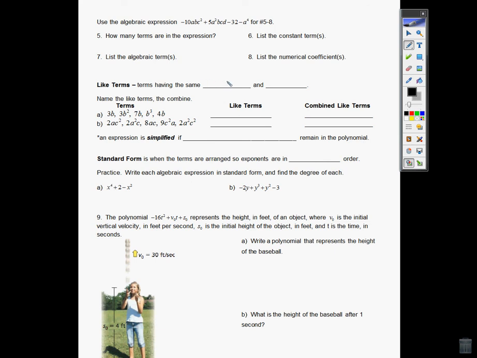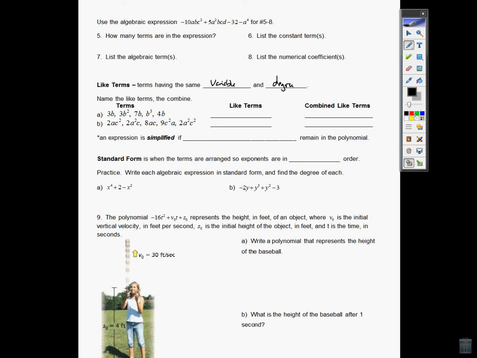So like terms have the same variable, and we know that from when I say you can combine 2x with 5x, but you can't combine 5x with 5y. But now we're extending it to exponents, so they have to have the same variable and degree. So they have to have the same variable and exponents. So let's take a look at a sequence of different monomials and figure out which ones are like terms.